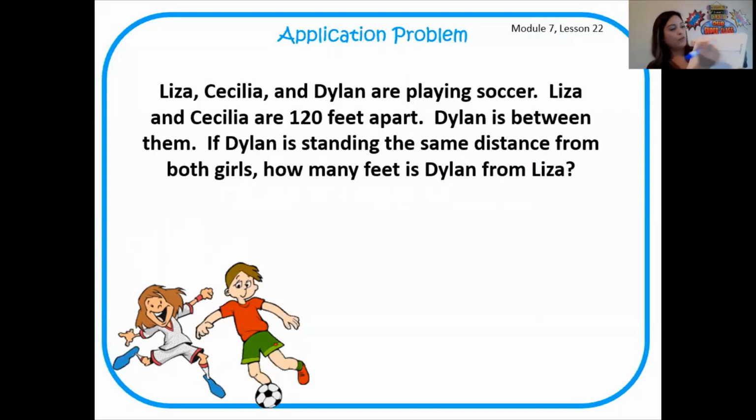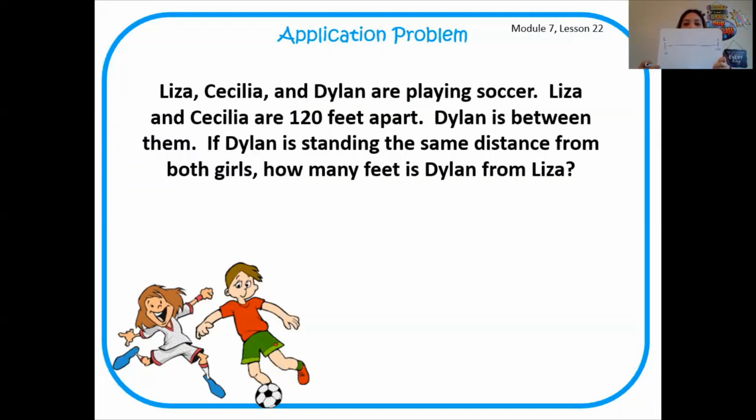So we know they're 120 feet apart, so that means Liza is at what? What is our endpoint? What do we always start with? 0, yes. And we know that Cecilia is how many feet apart from her? 120, very good.